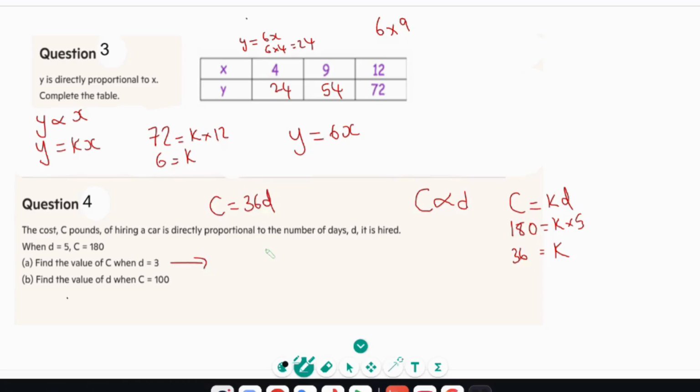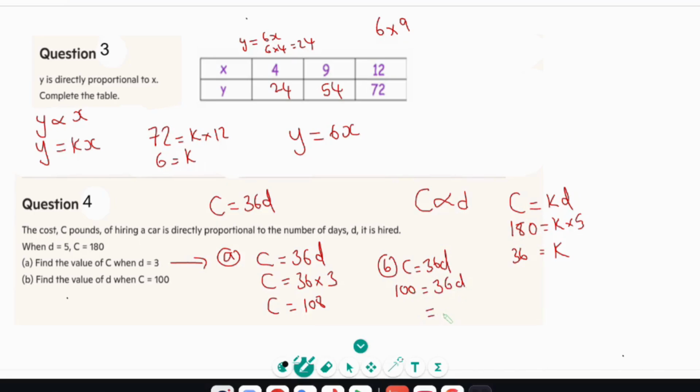A, find the value of C when D is 3. C is equal to 36D. So 36 times 3. C is 108. And then B, C is equal to 36D. Find the value of D when C is 100. Divide both sides by 36. 2.7.